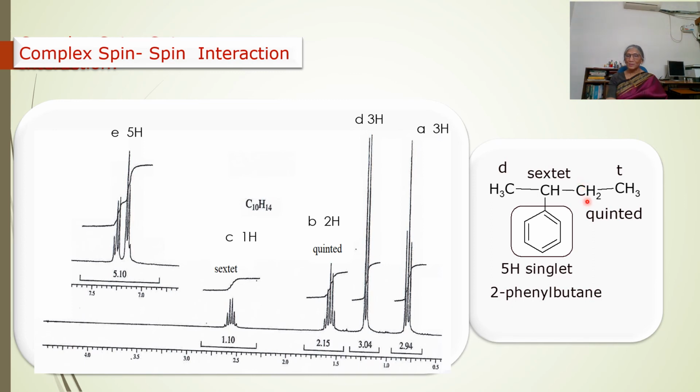Similarly, these methylene protons give signal B, and a quintet is seen. Quintet means 5 peaks are there, so it must have 4 neighboring protons: 3 methyl protons plus 1 methine proton. So there are 4 neighbors, and the signal of this methylene proton splits up into 5 peaks and a quintet is seen. In this manner we can establish that this is the NMR spectrum of 2-phenyl butane.